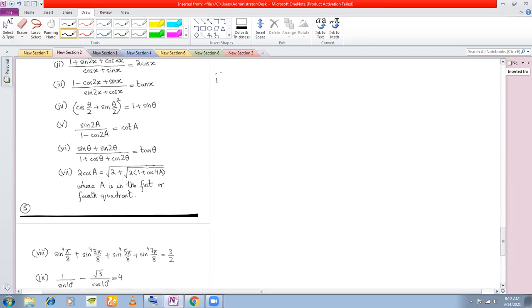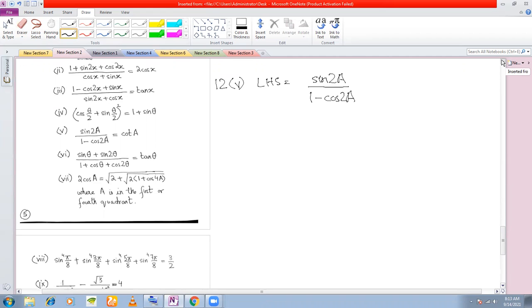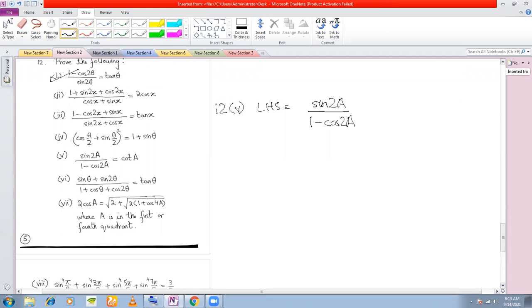Part 5. Left hand side is equal to sine 2a by 1 minus cos 2a. Again, this is very similar to this problem, 12 part 1. So you have multiple angle formula in the numerator in the form of sine 2a. So you write this as 2 sine a cos a. And denominator, the formula for 1 minus cos 2a is 2 sine square a by 2.